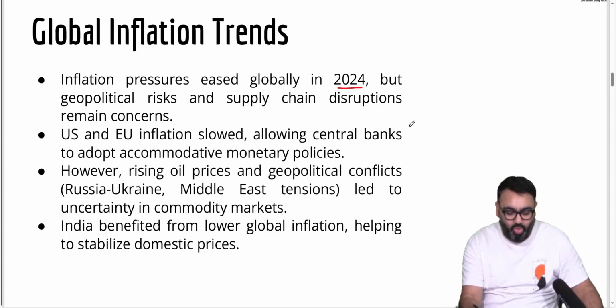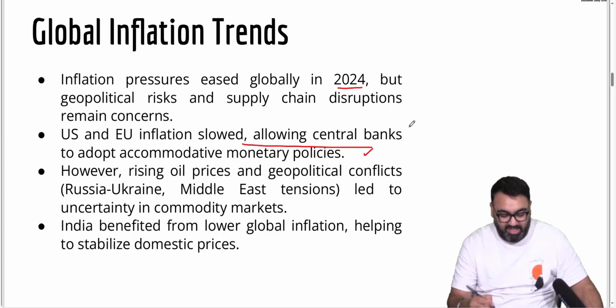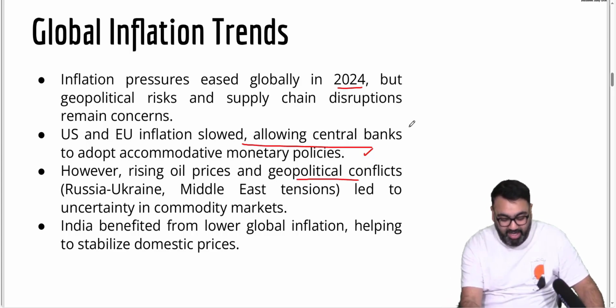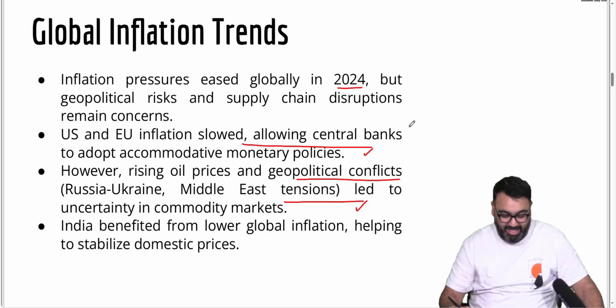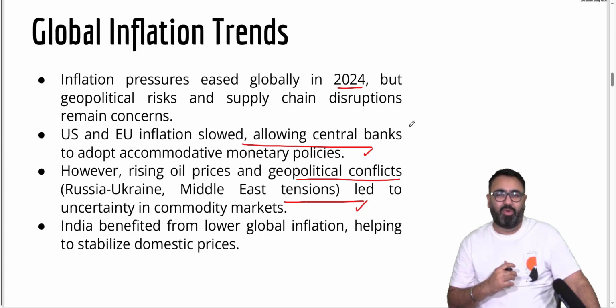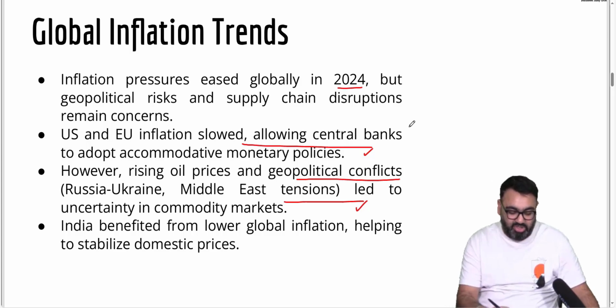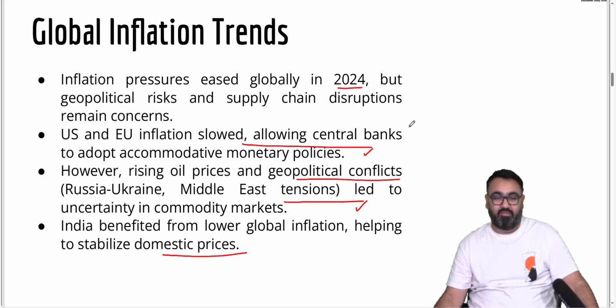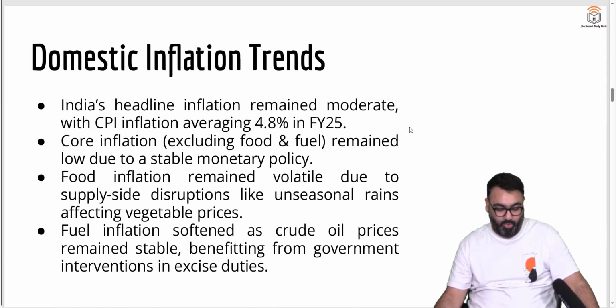Inflation was better in the US and EU specifically, so their central banks, which were taking out money from the market, now became much more accommodative. There is a rising price of oil around the entire world because of tension in the Middle East as well. But India benefited from this slowdown of inflation. So as compared to 2023 at least, in 2024 global inflation did slow down, because of which our domestic prices were stable. So it was a better year for inflation in 2024 as compared to 2023.